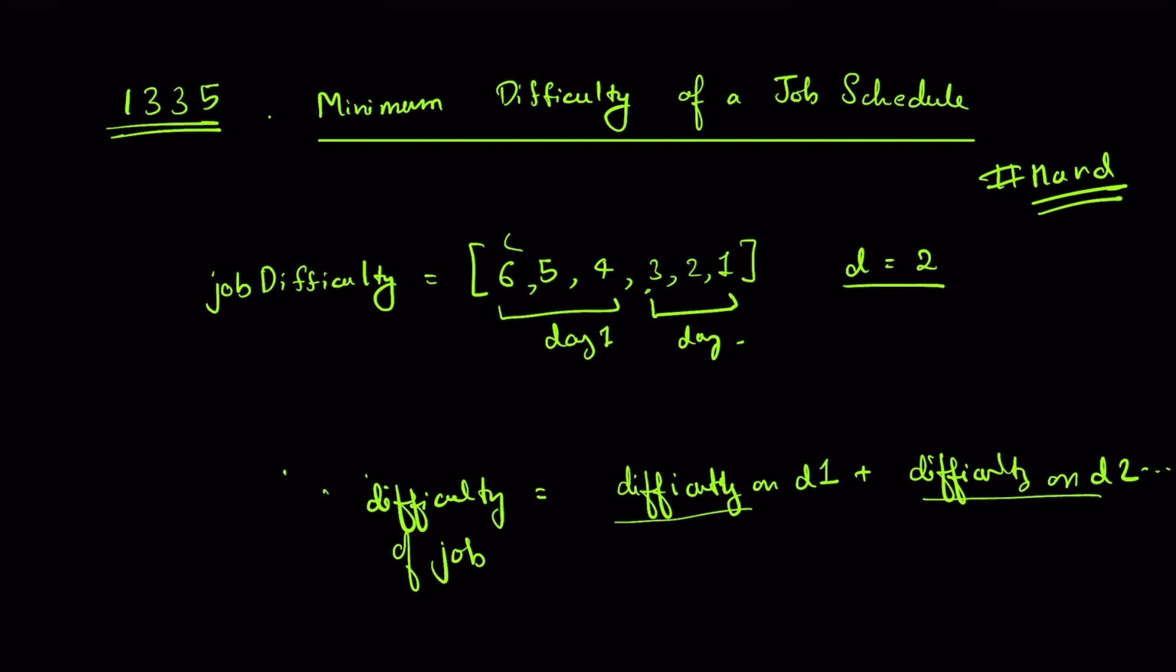In other words, you are just creating a partition of size which is one less than the number of days. So these partitions will create contiguous subarrays, and for each of these subarrays you can find the maximum in that subarray and add those to get the difficulty of job. So that's all the problem is, that you have to find D minus 1 partitions such that you get the minimum difficulty. And how do you do that?